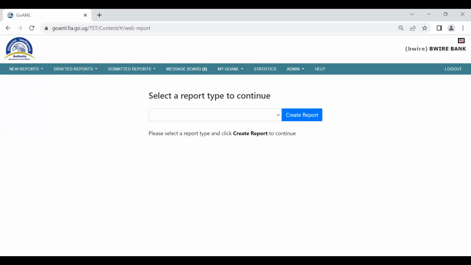We have submitted our second STR. I want us to move to now the suspicious activity. Any questions on STR before we go to suspicious activity?